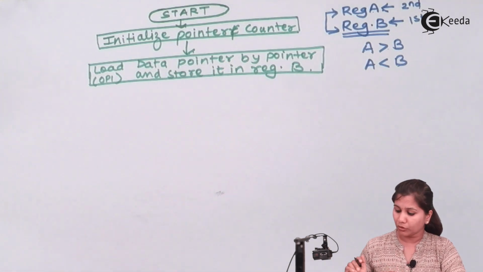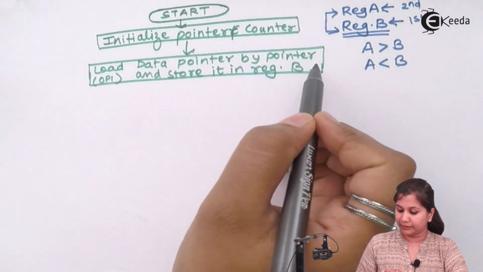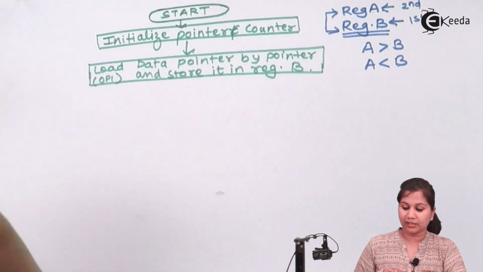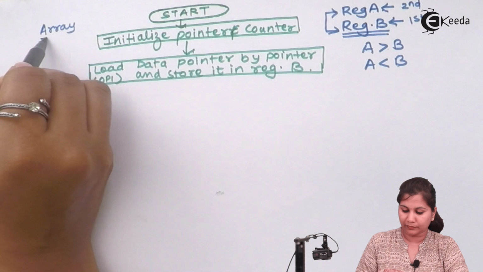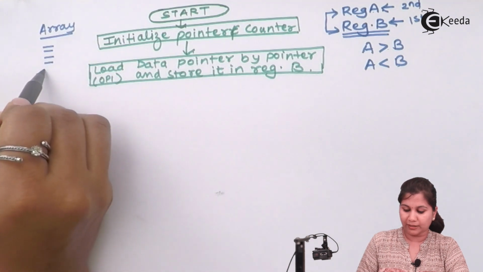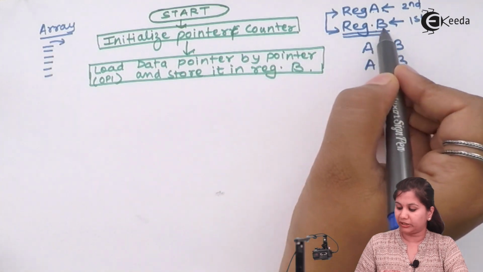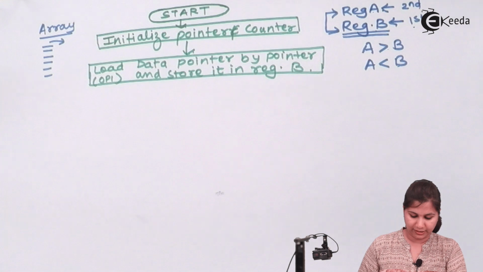So first we are loading the data pointer by the pointer and storing it in register B. It means that in that array we have various numbers, and the first number will be shifted into register B. So that will be this step.